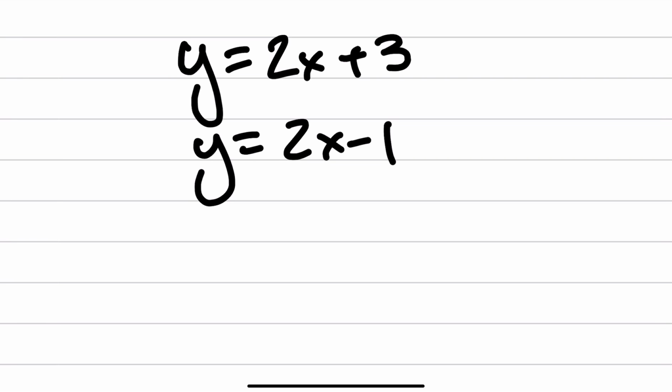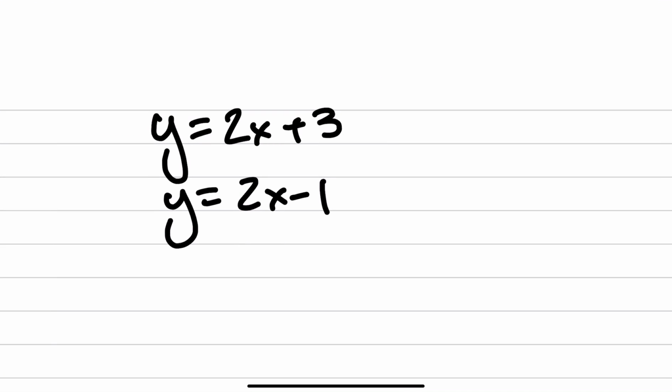The way you can tell that is by looking at the slopes. So if two lines are parallel, they have the same slope. If two lines are perpendicular, they will have opposite reciprocal slopes. Now remember, that's going to look like, let's say our original slope was 3 over 1. The opposite reciprocal would be negative 1 over 3. You're just flipping it, and then you are changing the sign.